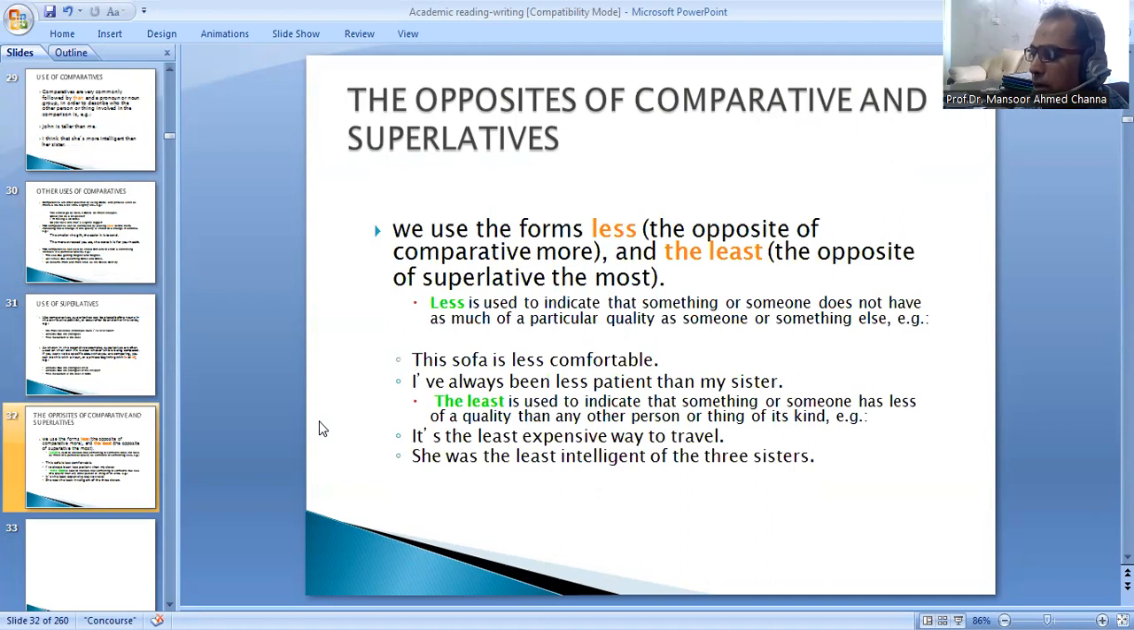I have always been less patient than my sister. The least is used to indicate that something or someone has less of a quality than any other person or thing of its kind. For example, it is the least expensive way to travel. She was the least intelligent of the three sisters.